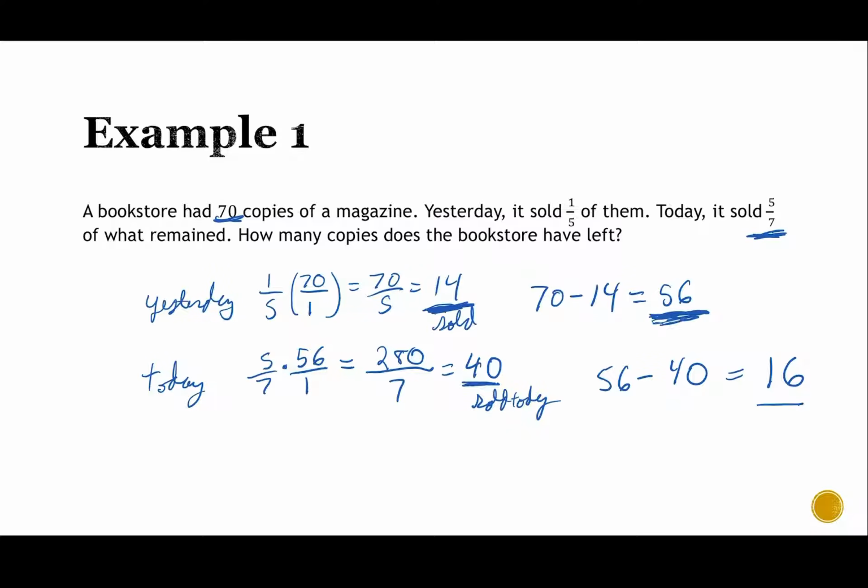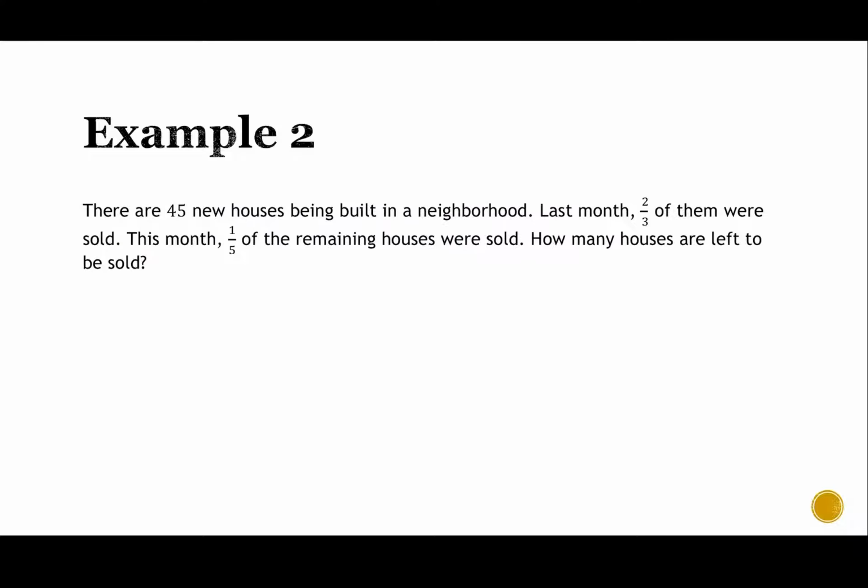So today I sold 5/7 of what remained, of 56. That gave me 40 sold today. Of the 56 I ended yesterday with, that means I had 16 newspapers left. Yes, we're going to do another example.